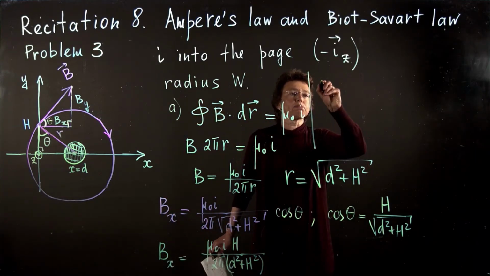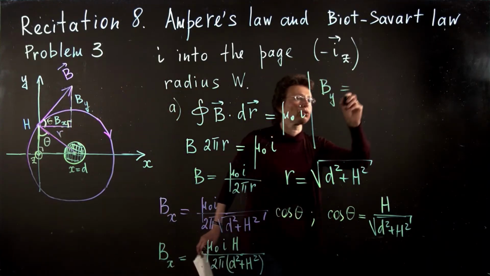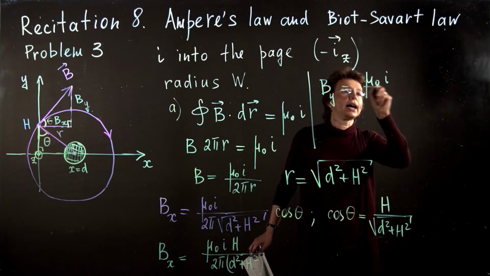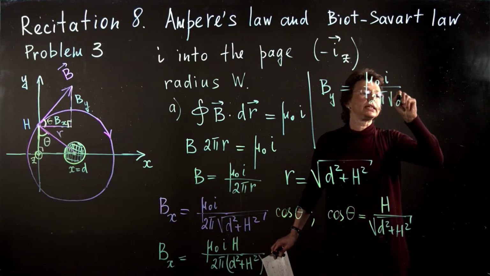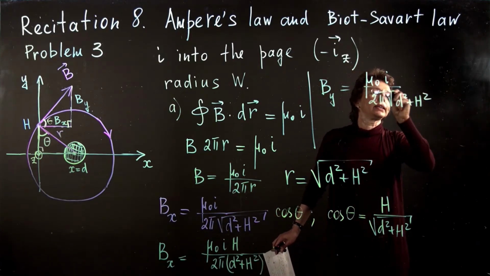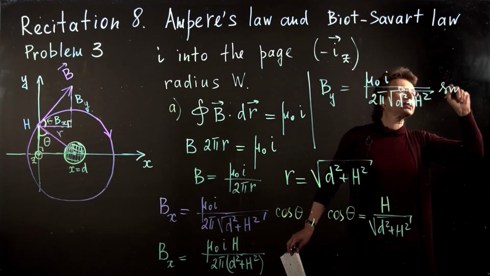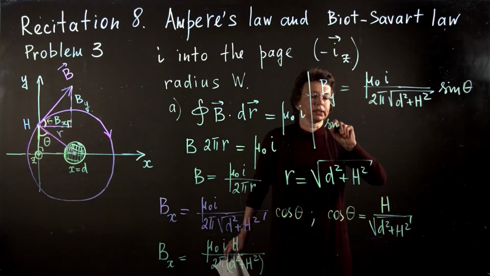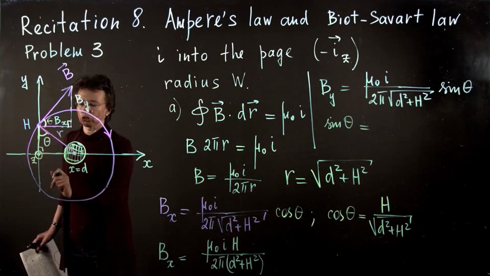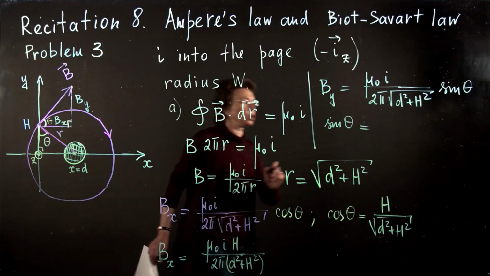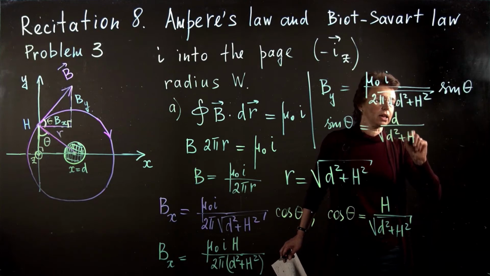Now what will be the y component of the magnetic field? For B sub y, I take the length mu naught I divided by 2 pi r, which is the square root of d squared plus h squared, and I need to multiply this by sine theta. What is sine theta? From my original triangle, sine theta is the opposite leg, which is d, divided by the hypotenuse, the square root of d squared plus h squared.